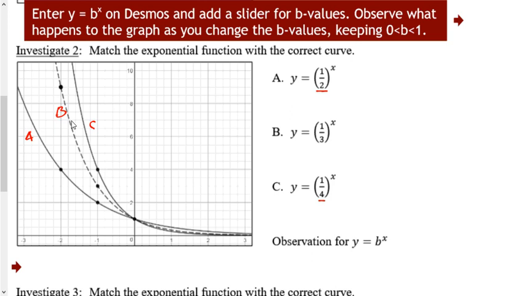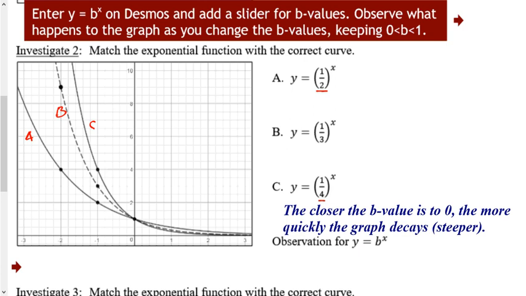So what do we observe? Well, hopefully you made an observation along these lines, where the closer the b value is to 0, the more quickly the graph decays. In other words, it's steeper as it's decreasing here. So it decays more quickly. So a steeper graph going down this way when our base is closer to 0. When it's closer to 1, we see a shallower graph. It decreases more slowly.